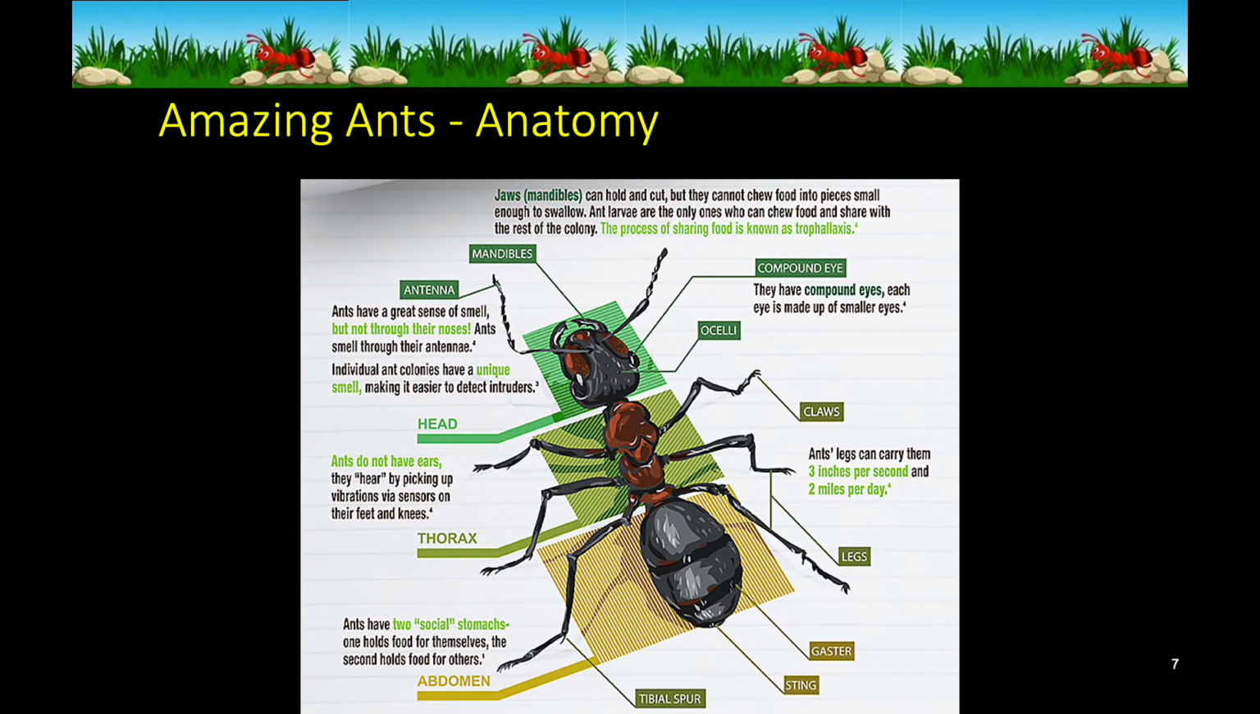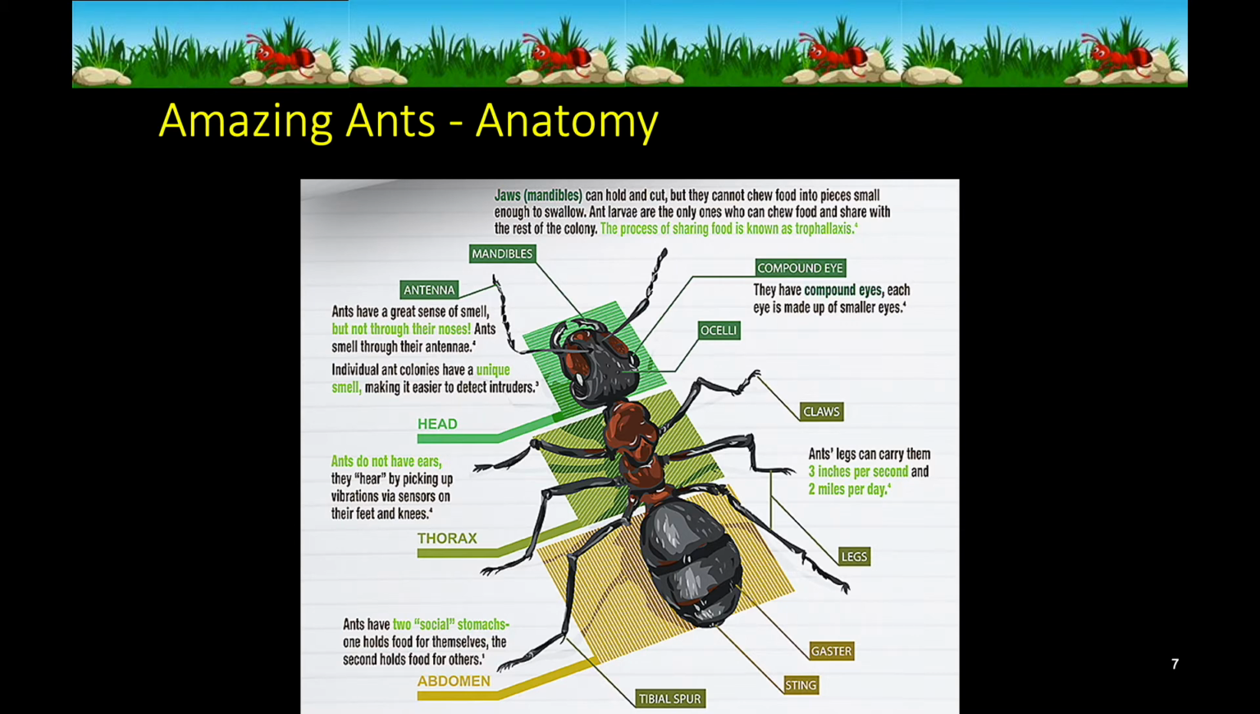So, the reason I'm showing you the anatomy of ants is to appreciate that with such a simple body, they're able to accomplish so many complex tasks that even humans cannot. Because of their compact size and small body, they have many organs that are missing, and they cannot basically have them contained in this small body. For example, ants do not have ears. Instead, they hear by picking up vibrations via sensors on their feet and knees. Similarly, ants don't have lungs, and they actually breathe air through their skin.